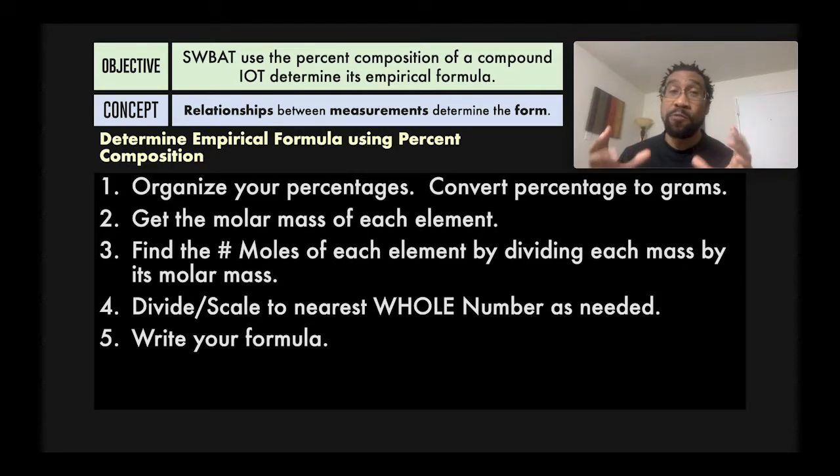Basically, we assume that we have 100% of a substance. If we have 100% of a substance, we have 100 grams of a substance, and we can easily just take those percentages and turn them to grams. You'll see that in an example.